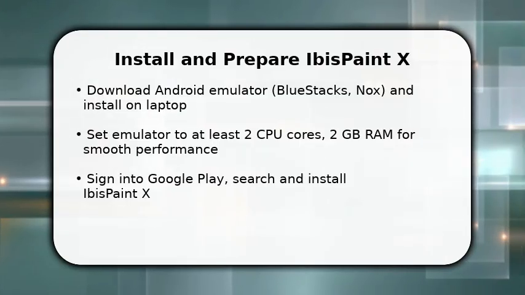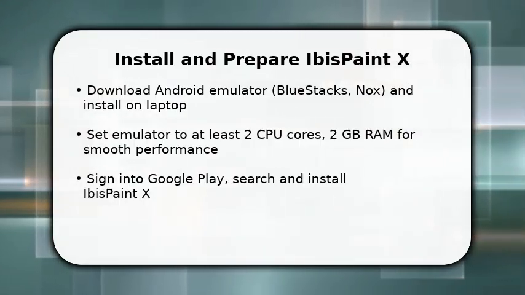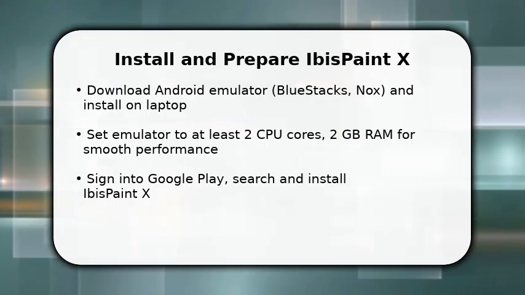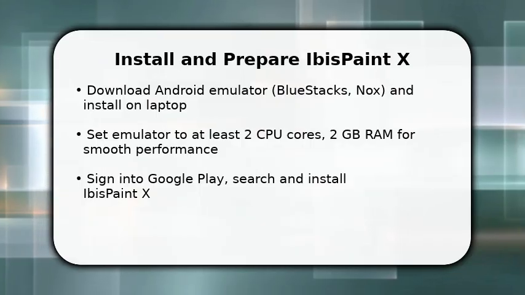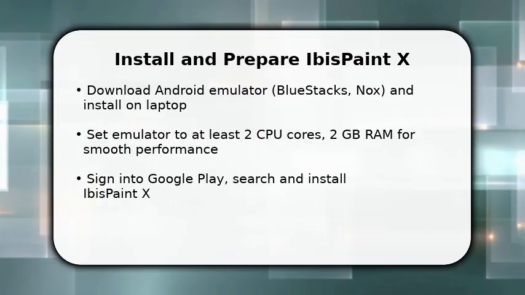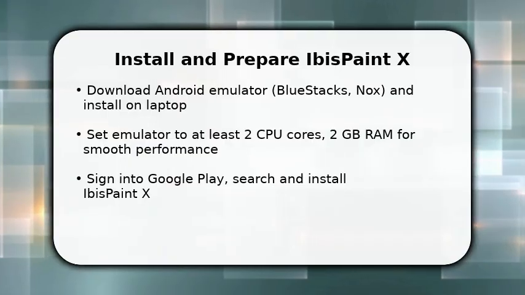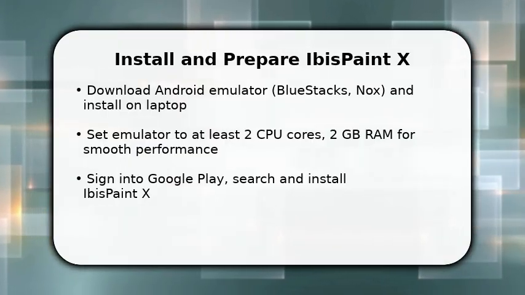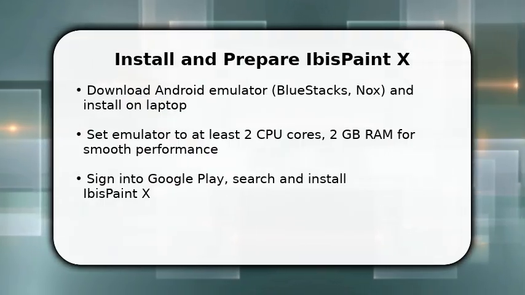You'll start by installing an Android emulator and Ibis Paint X. This lets the mobile app run on your laptop. Once the emulator is installed, allocate 2 CPU cores and 2 GB RAM to avoid lag and sign into Google Play. Then download Ibis Paint X inside the emulator. You're doing this so touch gestures map correctly to mouse and pen input, and so layers, brushes, and cloud features behave just like on mobile.